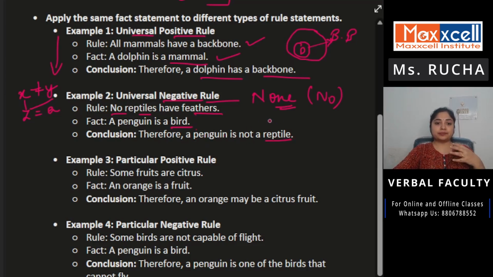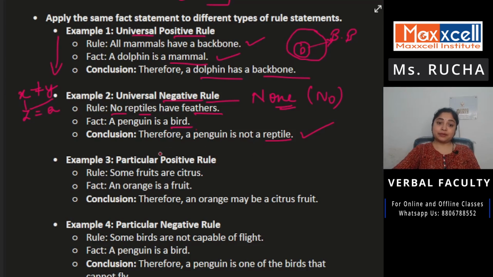Another is what? Penguin may have feathers, right? Because it is a bird, but nothing is given about that. So we cannot come to the conclusion that a penguin has feathers. We are saying a penguin is a bird, which means a penguin is not a reptile for sure. Whether a penguin has feathers or not, we don't know, because what we know is reptiles don't have feathers. But whether all birds have feathers or not is not given. That is the reason the safest conclusion here is that a penguin is not a reptile. I hope you have understood this.